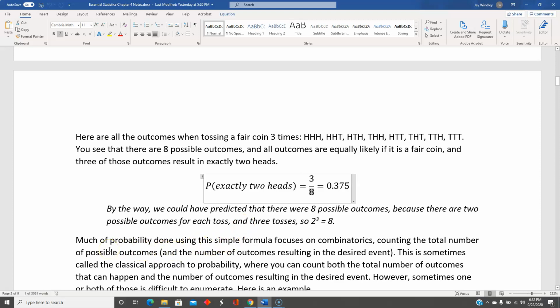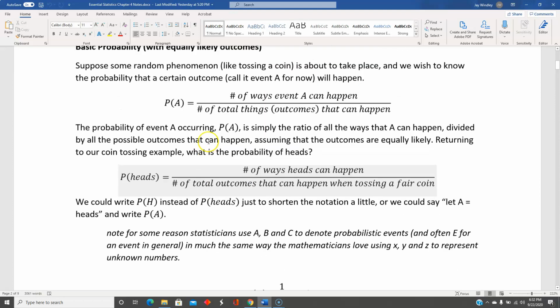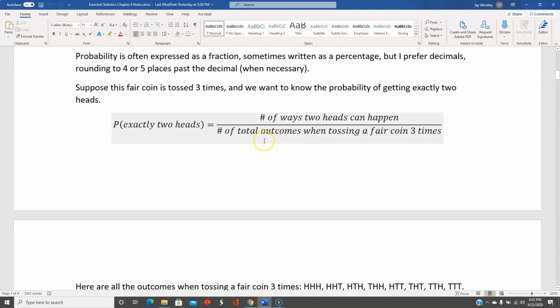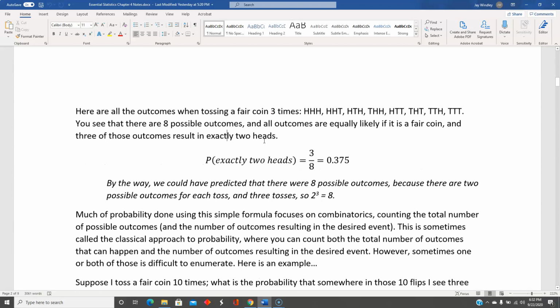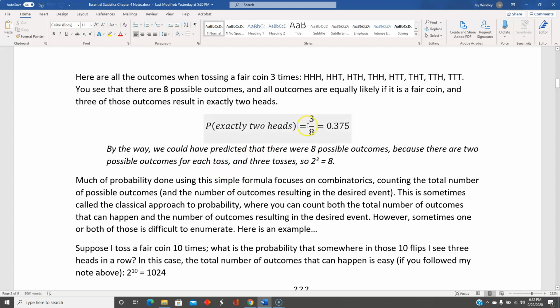So there's a lot of probability that's done using this formula, or going back up here, using this formula. A lot of probability that's done that way focuses on counting the total number of things that can happen and counting the number of ways that this event can happen. And that counting is sometimes referred to as combinatorics.